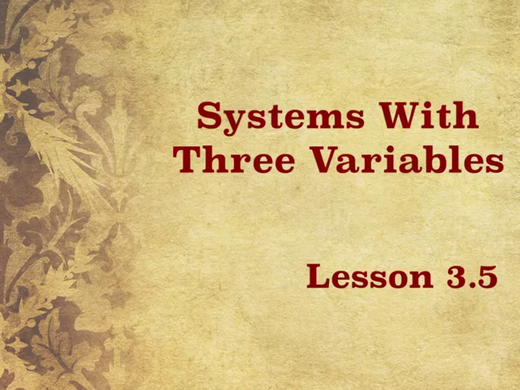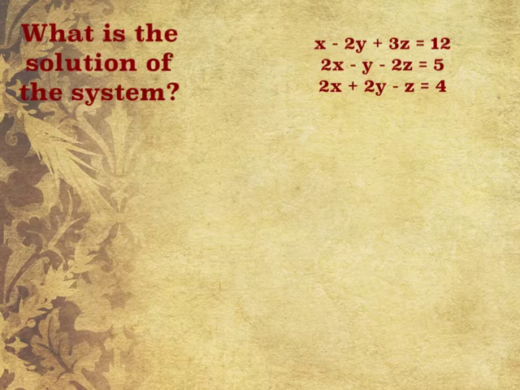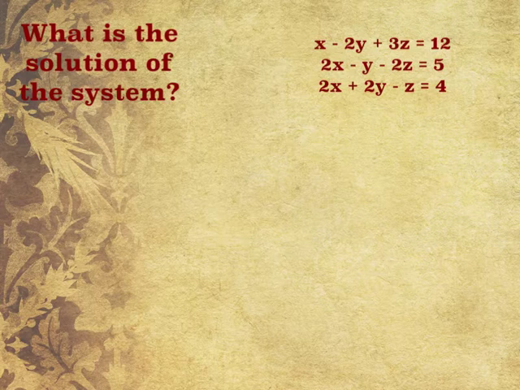This is lesson 3.5, systems with three variables. So remember, a system of equations is more than one equation, and this one has three variables. So we're going to solve it very similarly to how we would have solved systems with only two variables, but it just takes a few more steps.